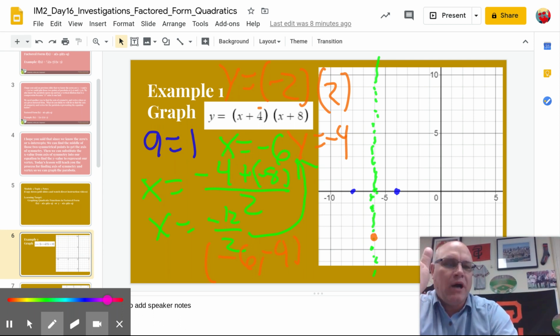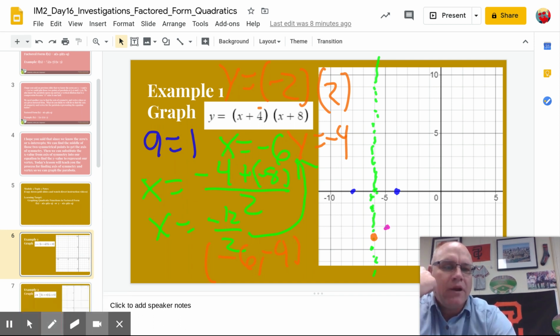But if I want a pretty one, we can still use the a value, right? So I go over 1, I'm going to go up 1 squared, 1. Mirror the other side. If I go over 2, I go up 4. Look what happened: I went up 4, I'm at the zero, either way.